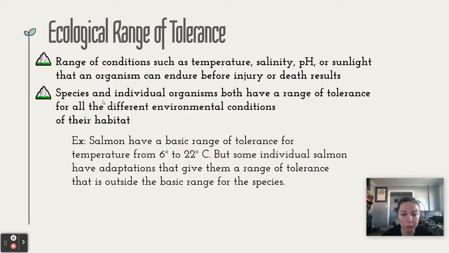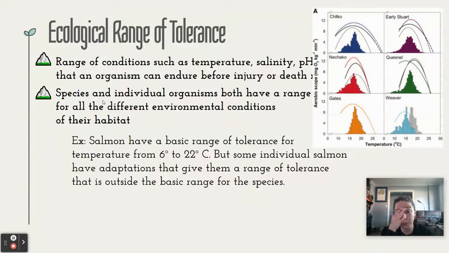So, looking at our example here, salmon as a whole have a basic range of temperature that they can survive from 6 to 22 degrees Celsius, but some will have adaptations that give them a range of tolerance that is outside that basic range, so they can survive in a little bit colder or a little bit warmer temperatures. So when we look at this graph, this is showing you the different types of salmon. We consider all of these to be salmon, but these are essentially subspecies of salmon.